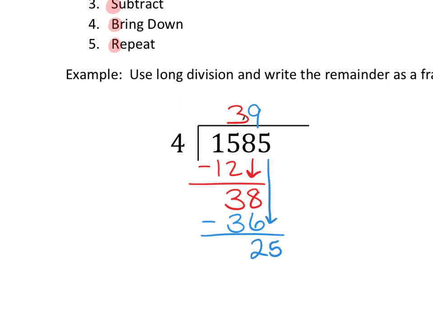And repeat. We're going to divide 25 by 4. 6. The best it can do is 6. And then we multiply 6 times 4 and write it down, 24. We subtract. Is there anything left to bring down?